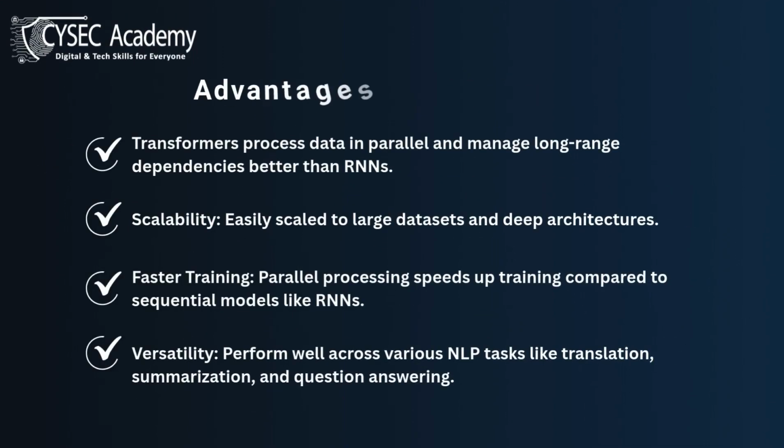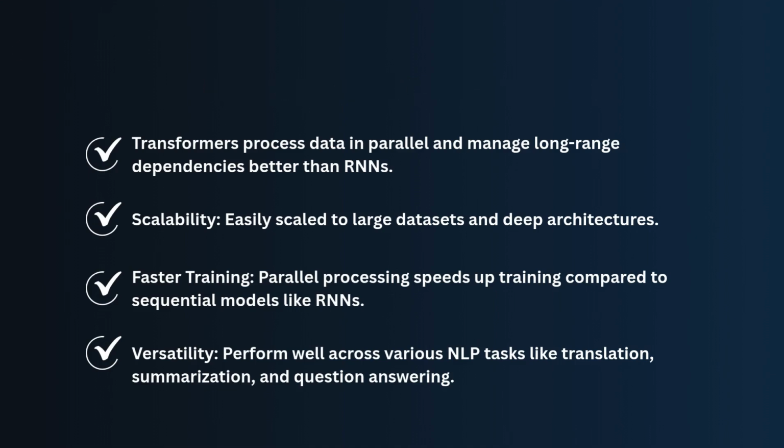Advantages of transformers. 1. Parallelism. Transformers process data in parallel and manage long-range dependencies better than RNNs. 2. Scalability. Easily scaled to large datasets and deep architectures. 3. Faster training. Parallel processing speeds up training compared to sequential models like RNNs. 4. Versatility. Perform well across various NLP tasks like translation, summarization, and question answering.